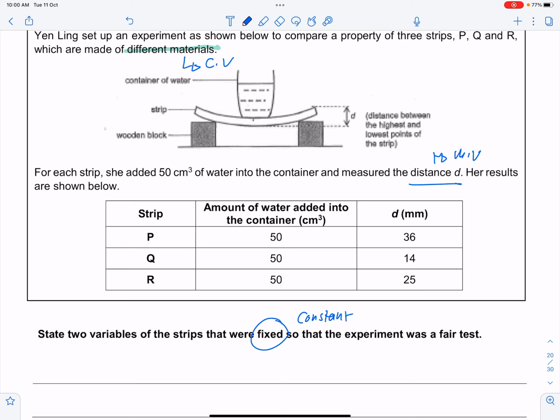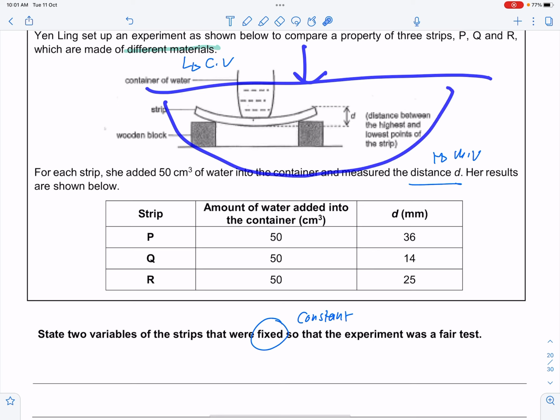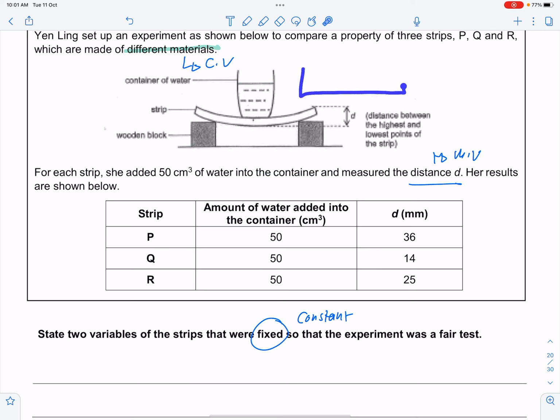Okay, so for example, if you take a look at it, what they want to find out is basically the distance over here, which means how much your strip is bending, correct? So you would ask yourself, what could affect the bending distance of the strip? So in the first place, for example, length of the strip, right? We know that the longer the strip is, and then you put a weight in the center, the more it's going to bend. The thickness of the strip, correct? The thicker the strip, most probably it is not going to bend so easily.